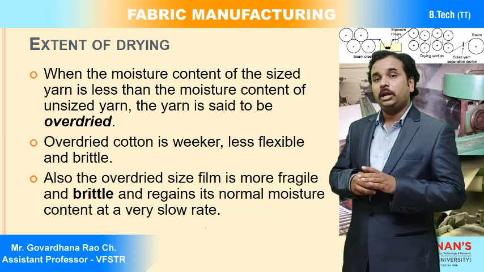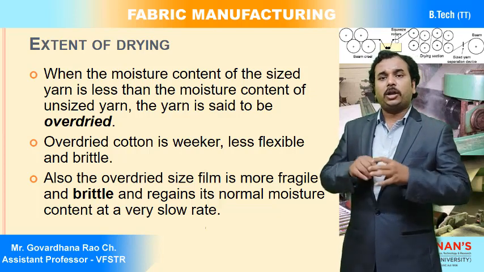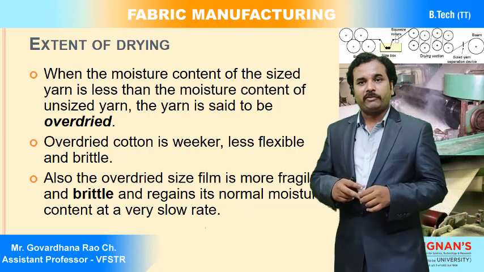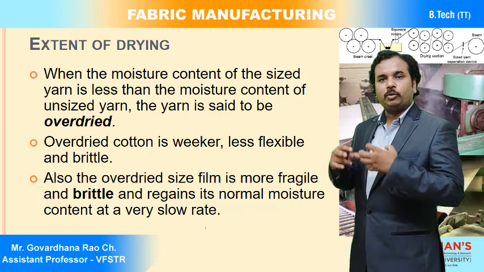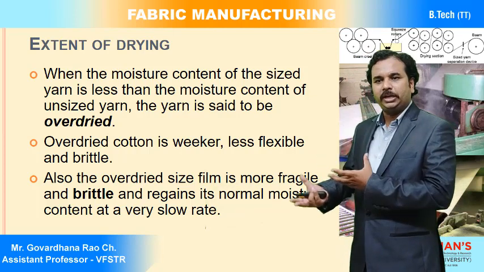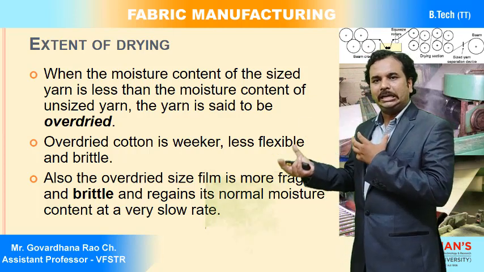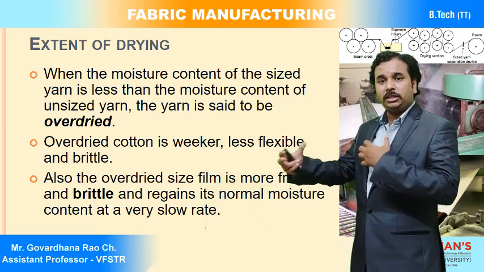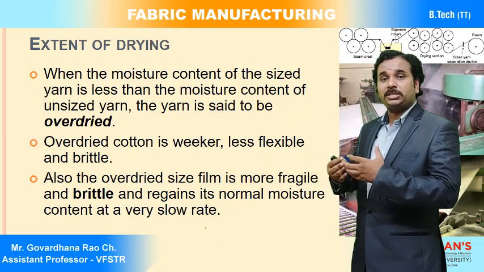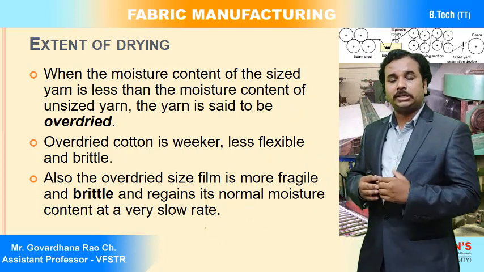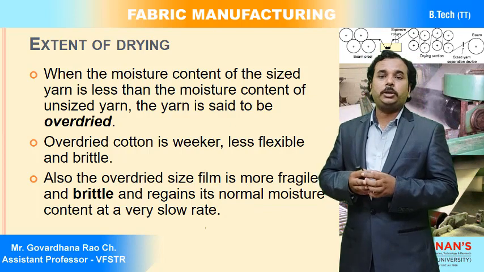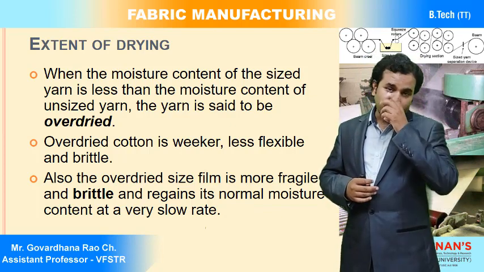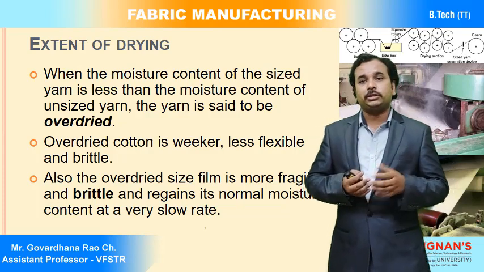So when over drying occurs, whatever size ingredients are coated on the yarn surface become brittle, and because of this brittleness, sometimes in the sizing operation itself, after drying, the warp sheet passes through the splitting and through the lease rods, and is wound onto the beam. In between these steps there may be chances that, because of the brittleness, the size film is removed from the yarn. If it is removed, then there is no use of applying the sizing.